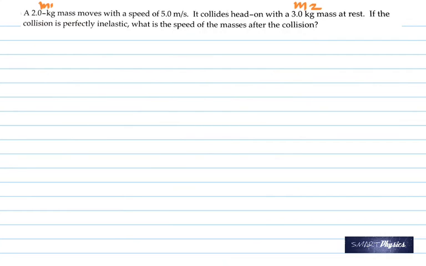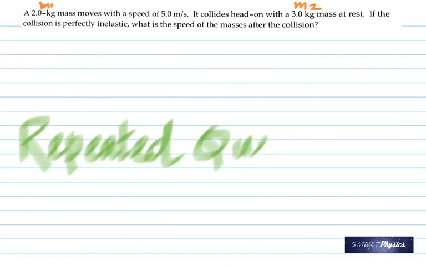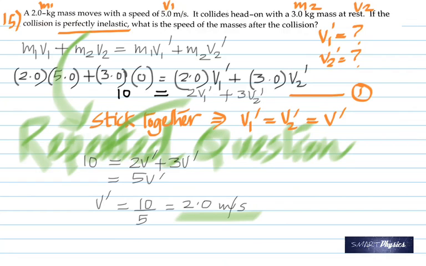Here a 2 kilogram mass moves with 5 meters per second, collides with a 3 kilogram mass at rest. If the collision is perfectly inelastic, what is the speed of the masses? Okay, this is a repeated question, so I will just go through this fast and give it to you in one instant. I had done this. It's a mistake that I repeated it again. So here it is. 2 meters per second. We got this before.